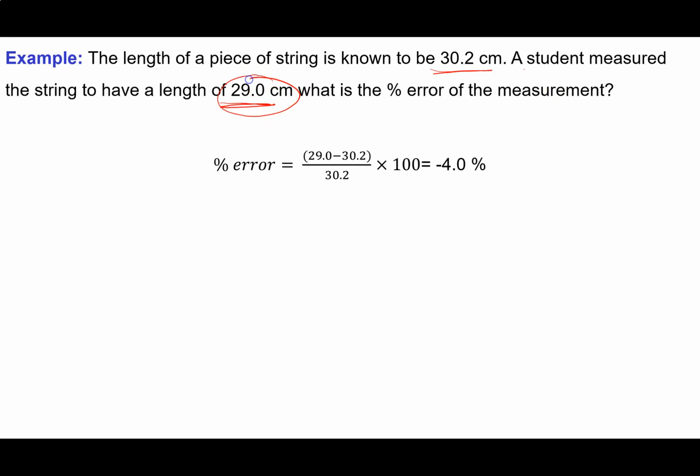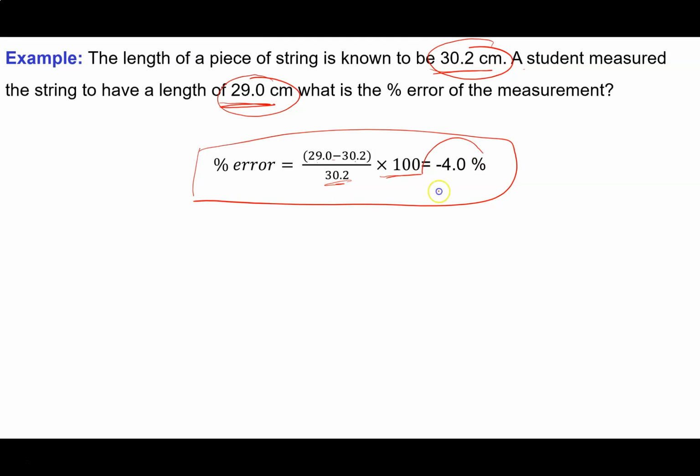Well, our measured value is less than our accepted value. So I know it's going to be negative for a start. So now we're just going to put it into the formula, and we hopefully are going to get a negative number. So it is measured value minus accepted value divided by accepted value times 100. And sure enough, I got a negative value, which is consistent.